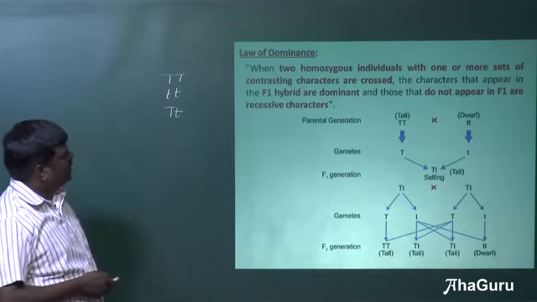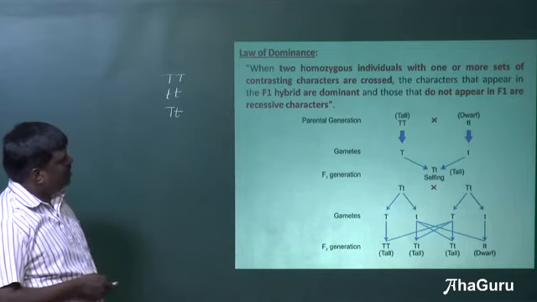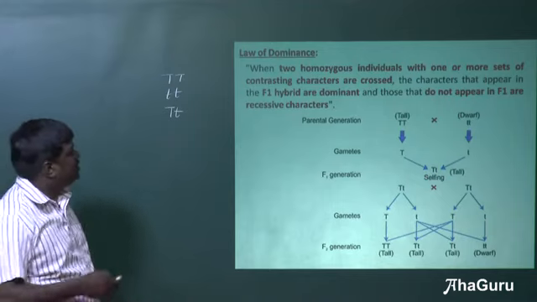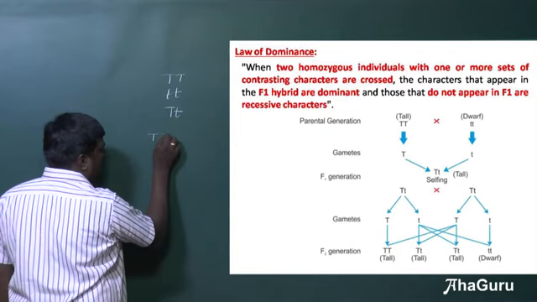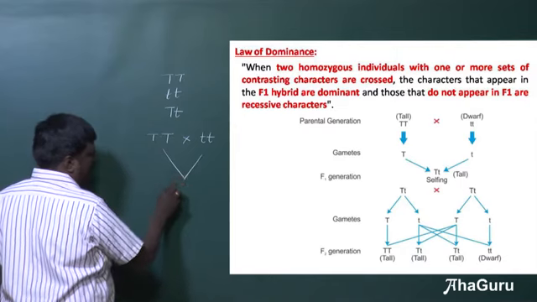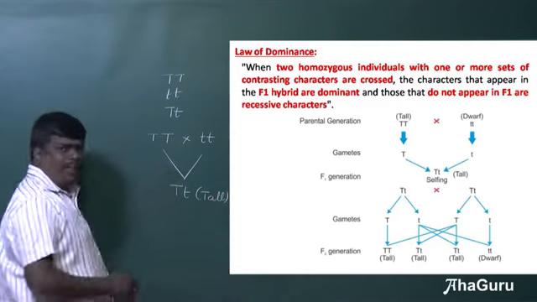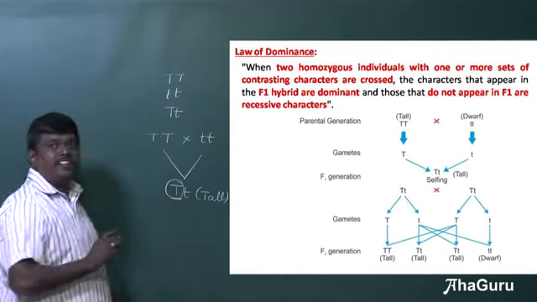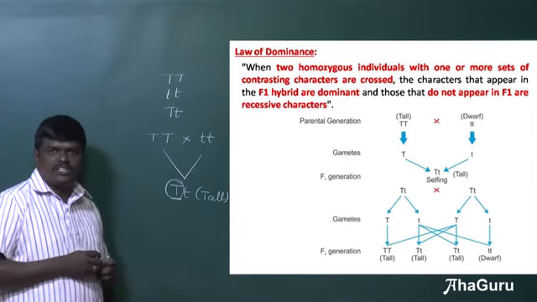When they are crossed, the characters that appear in the F1 generation are called dominant characters. The character that is not expressed is called the recessive character. When he crossed the tall plant, capital T, with the dwarf plant, small t, what he obtained was capital T small t, and the plant is tall. Why has the plant become tall? Because capital T is a dominant character. That is the reason all the plants were tall in the F1 generation.